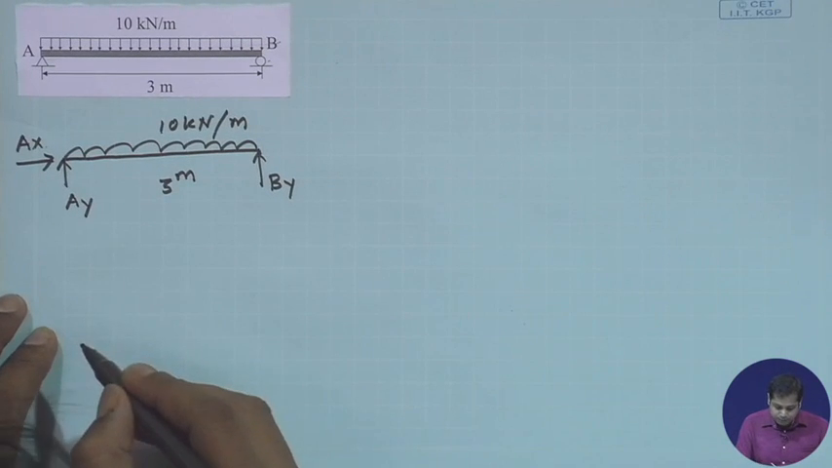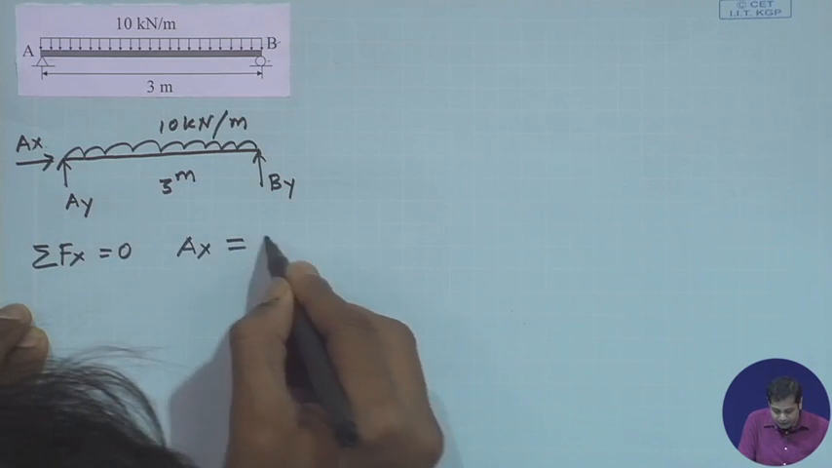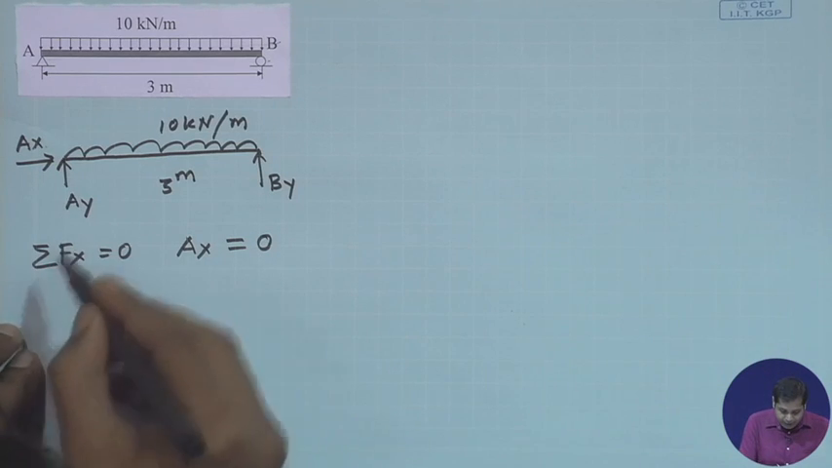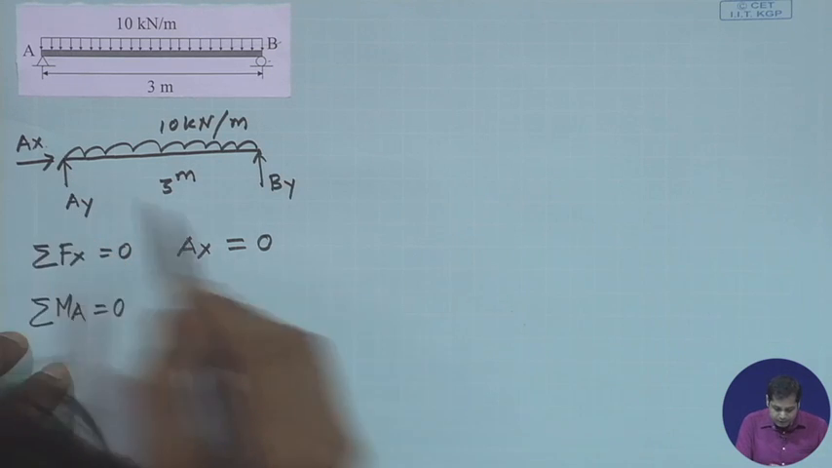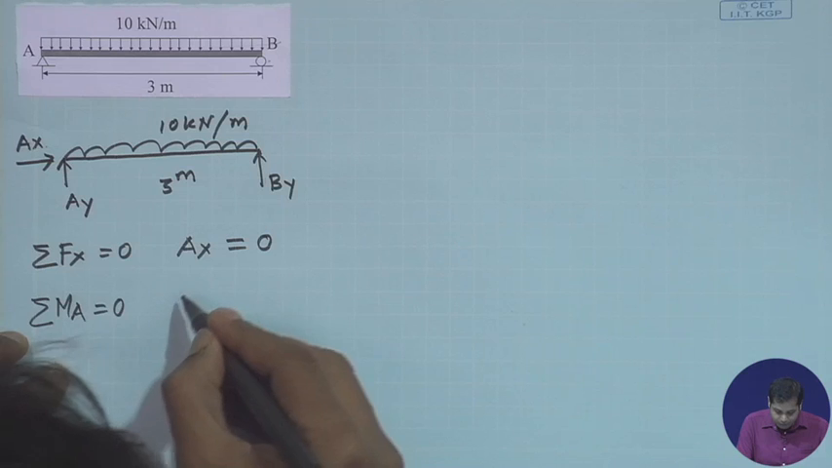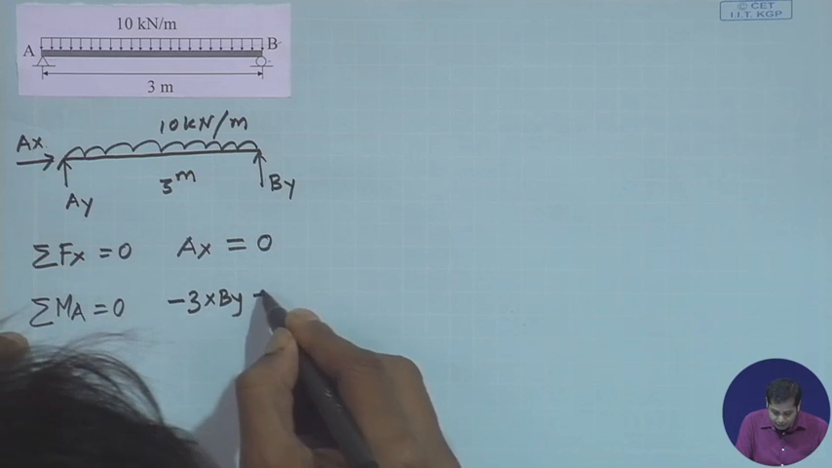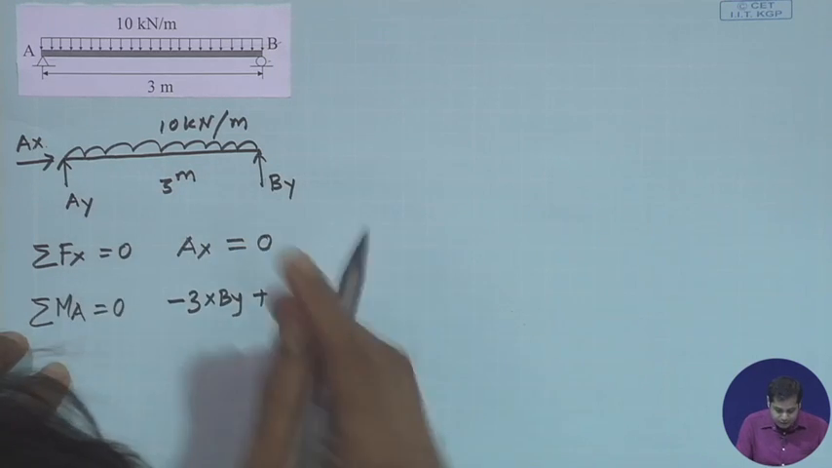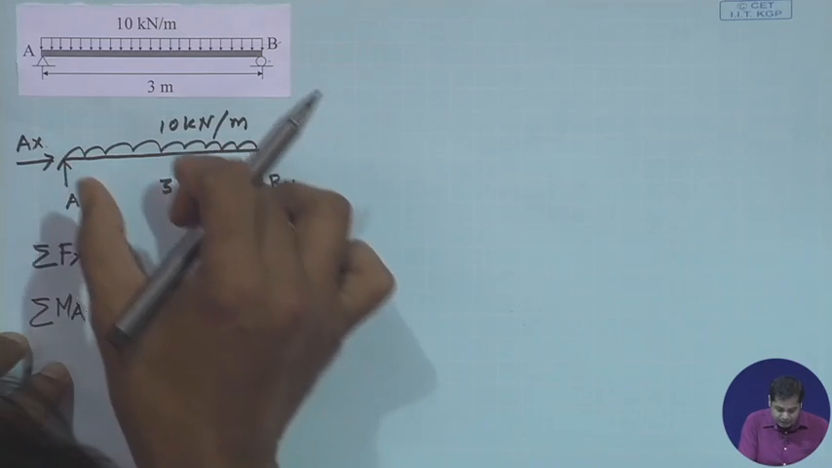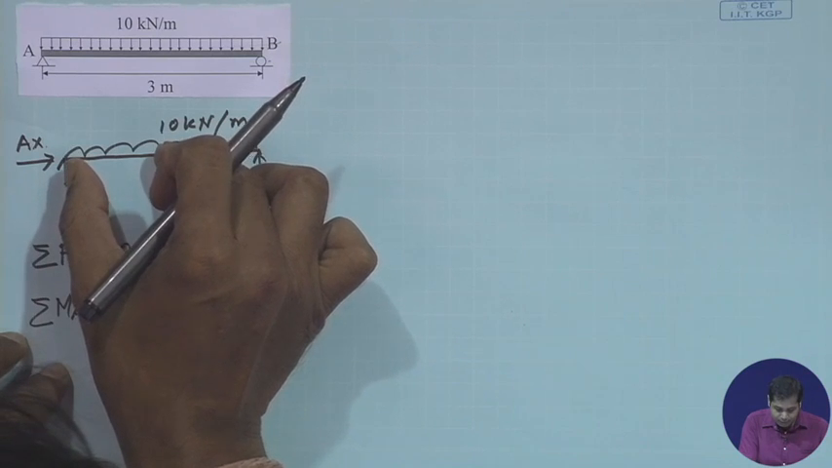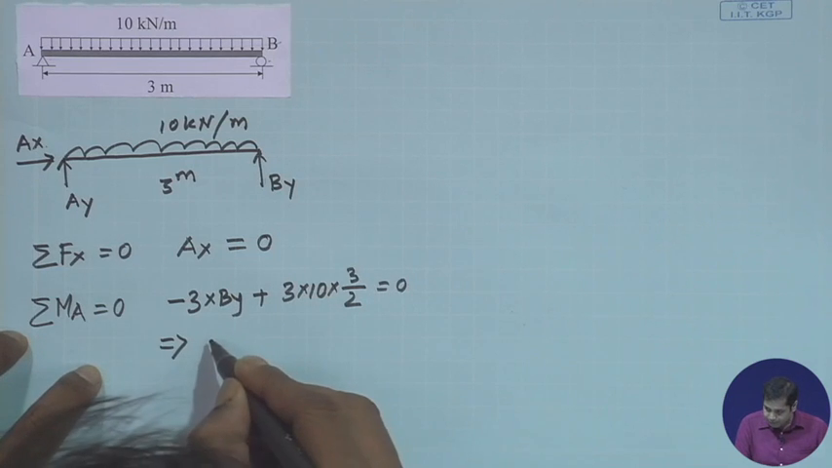Now, the first is summation of Fx equal to 0, which immediately gives me Ax equal to 0, right. Then next, if you take summation of moment at A equal to 0, which gives you the anti-clockwise moment due to By, minus 3 into By, and then plus the clockwise moment due to the external load. The total load is 3 into 10, multiplied by the distance, and the center of application of the resultant is 3 by 2, that is equal to 0. So, this gives me By.